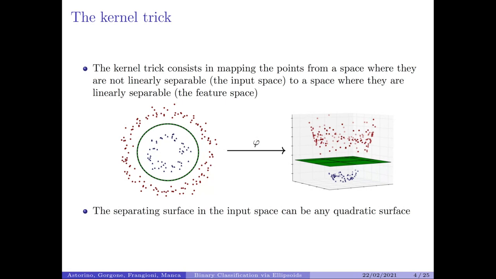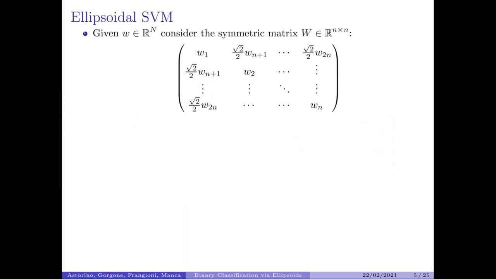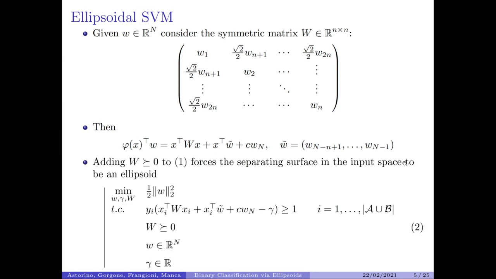So what we wanted to do was to force the structure of the separating surface in the input space to be an ellipsoid. And in order to do that, we consider the symmetric matrix W, which is constructed from the variable vector w in the quadratic SVM model. And we observe that the expression phi(x) scalar w is equivalent to this expression with the matrix W, which represents a quadratic surface in the input space, which is an ellipsoid if and only if the matrix W is positive semi-definite. Therefore, if we add the constraint W positive semi-definite to the previous model, we obtain exactly the model we want to solve in order to find an ellipsoid which contains the points of A and does not contain any point of B.